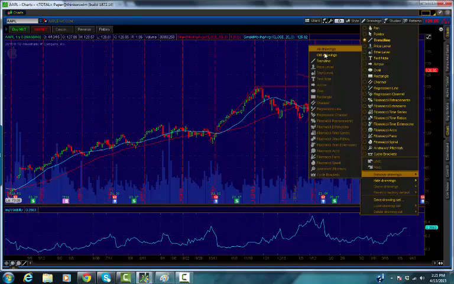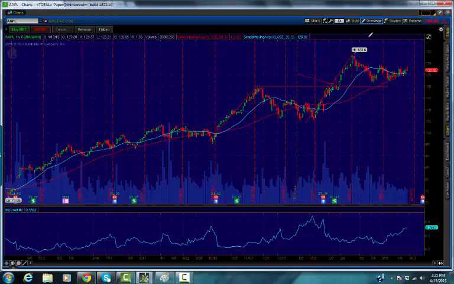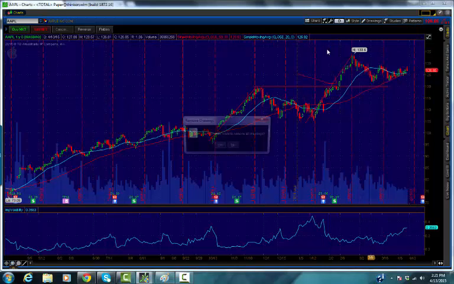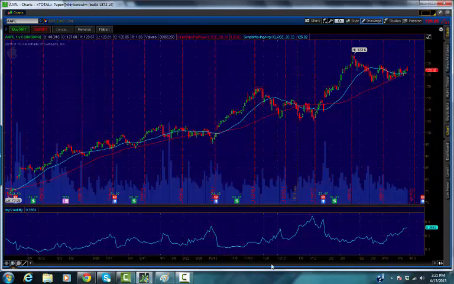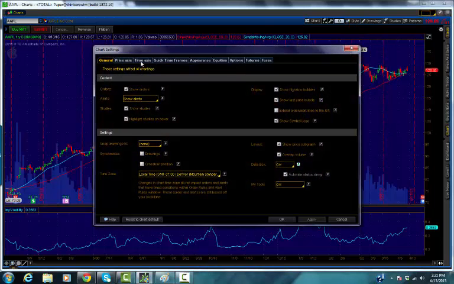I'm going to dump all the drawings out real quick. For some reason that didn't come out. So hold on. Remove drawings. All drawings, yep, get rid of it. Okay, there we are. If you click on Style and then Settings, you can go into the time axis.